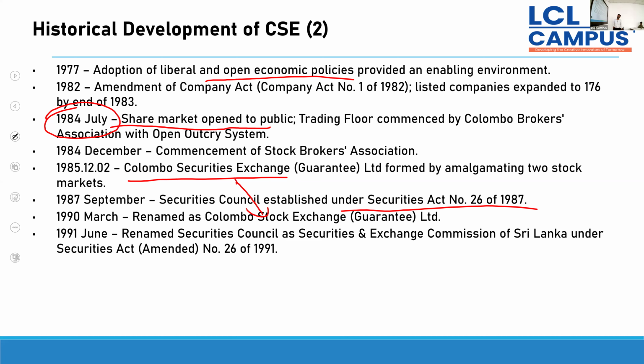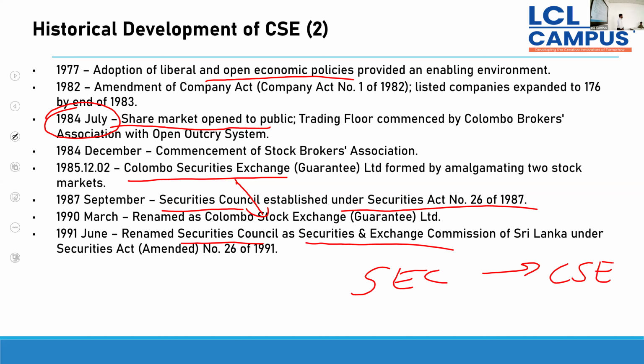In 1991, this Securities Council, which established the law, was renamed as Securities and Exchange Commission. Nowadays, we are talking about SEC and CSE. What is the previous name of this SEC then? Securities Council. What is the previous name of this stock exchange? Colombo Securities Exchange. They renamed it as Colombo Stock Exchange. Clear? So this is the history.